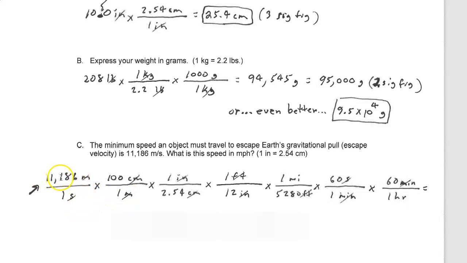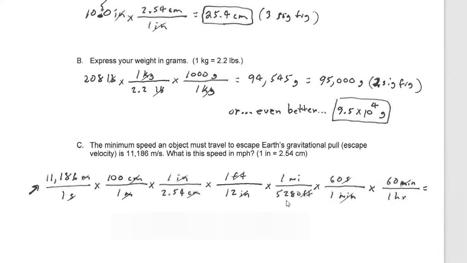You can say 11,186 times 100 times 60 times 60. And then take that answer, divide it by 2.54. Take that answer, divide it by 12. And then take that answer and divide it by 5,280. If you do that, you will get the exact same answer.